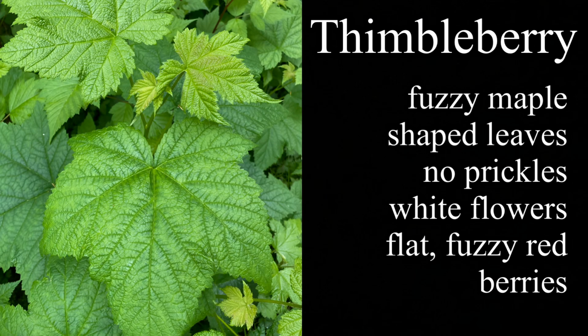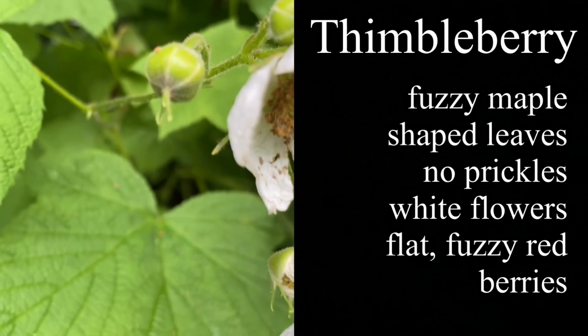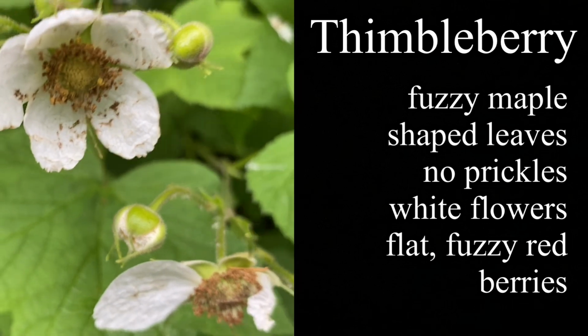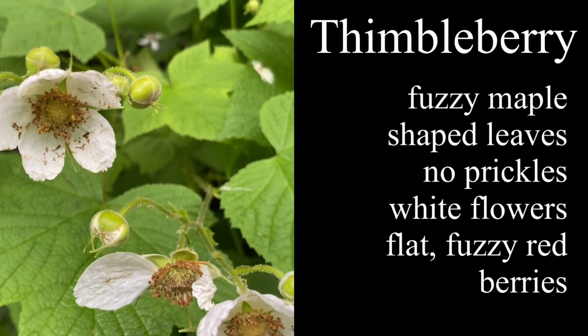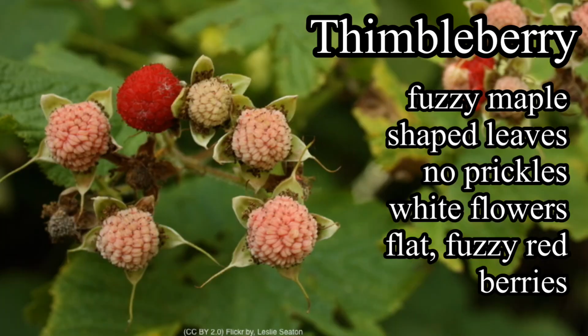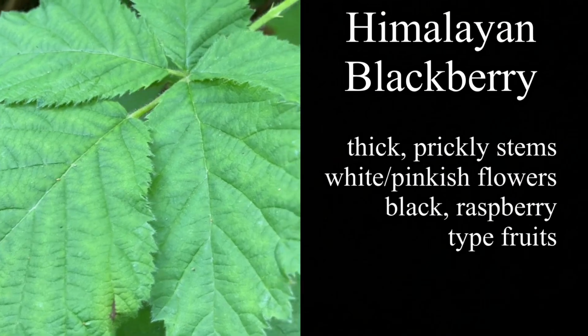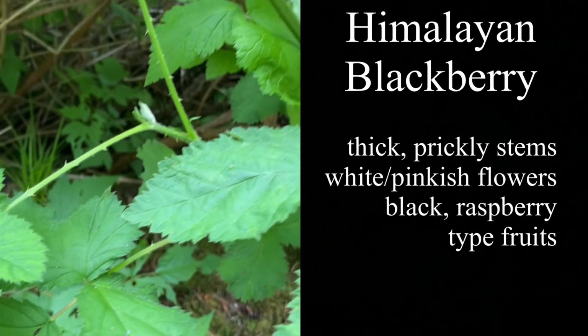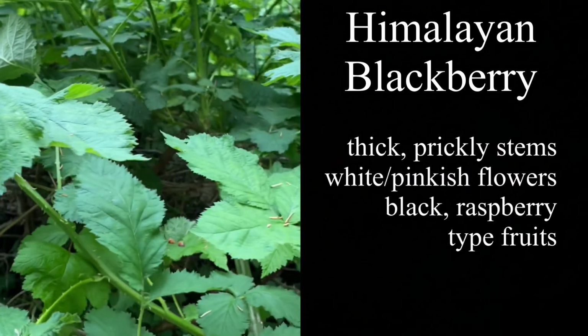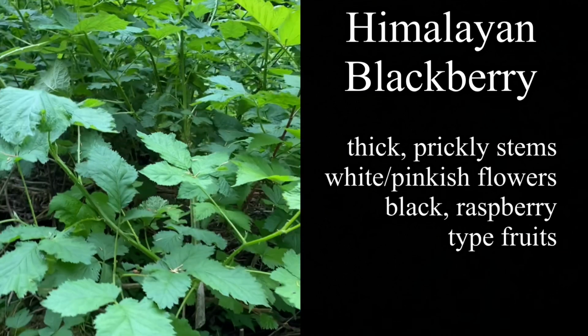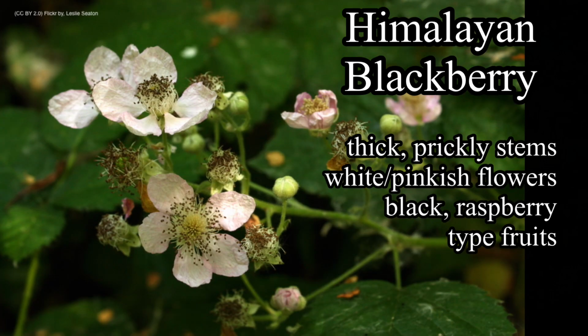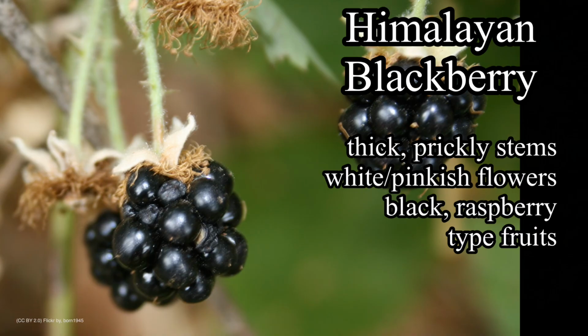Thimbleberry can easily be distinguished from the other raspberries by its fuzzy maple-shaped leaves. Thimbleberry bushes also do not have any prickles or thorns. Its flowers are white and ripen into red berries that look like fuzzy, flattened raspberries. Himalayan blackberry grows in dense thickets with long, thick stems covered in prickles. The flowers are mostly white, sometimes with a slight pinkish tinge, and ripen into dark black raspberry-type fruits.